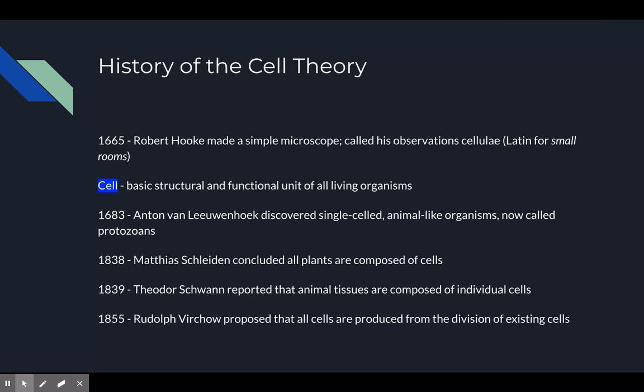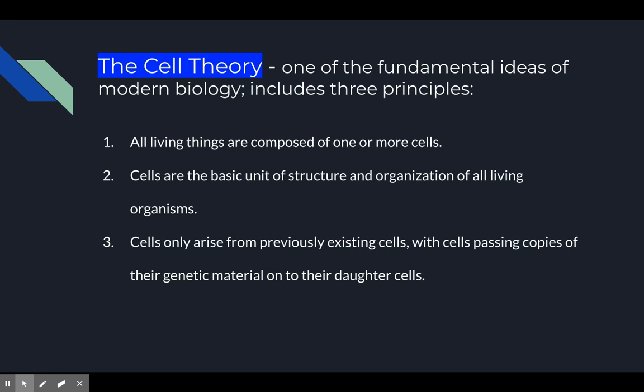Now, as we go on down the timeline, in 1838, it was concluded that all plants are composed of cells. In 1839, it was reported that animal tissues are also composed of individual cells. And then in 1855, it was proposed that all cells are produced from the division of existing cells. So all of these things together developed what we know as the cell theory.